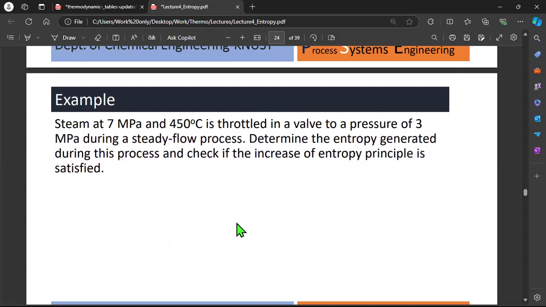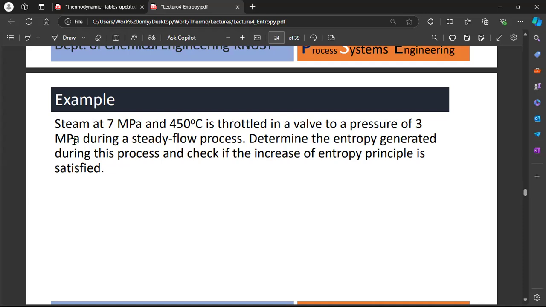So that's it for this question. For the next example, we are told that steam at 7 megapascal and 450 degrees Celsius is throttled in a valve to a pressure of 3 megapascal during a steady flow process. So when we're looking at throttling valves, we looked at something very similar. And we said that when we are dealing with a throttling valve, the enthalpy wouldn't change, but then the temperature can change with pressure as well.